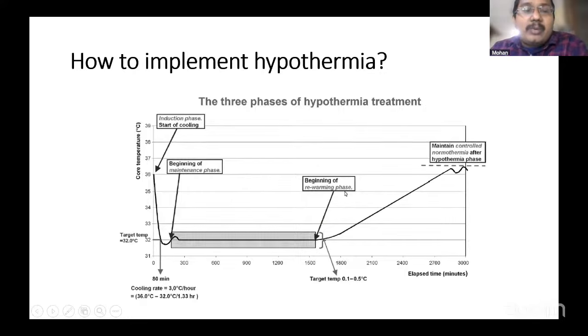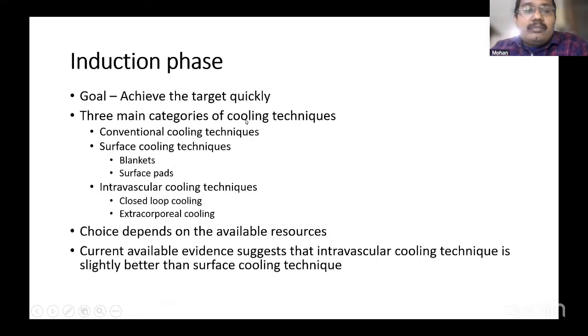Now I think you guys have got a lot confused, but we'll quickly go through the process of hypothermia. There are 3 phases of hypothermia treatment: you induce, you maintain, and you rewarm. The goal of the induction phase is to achieve the target temperature quickly. If you decide to give 33 degrees centigrade and need to achieve this target quickly, we have 3 main categories of cooling techniques.